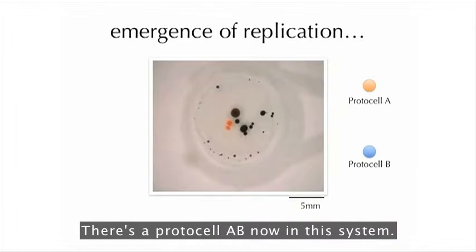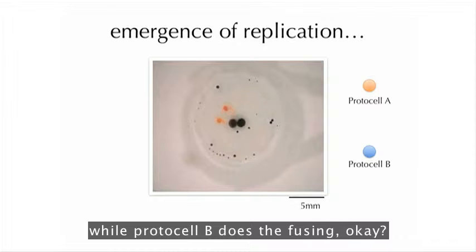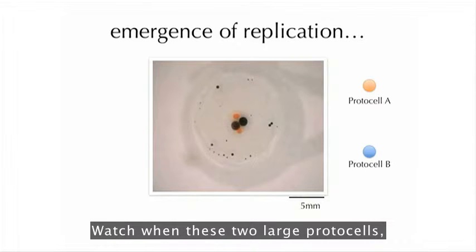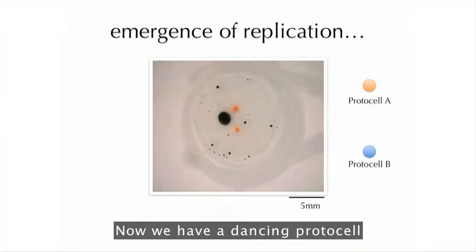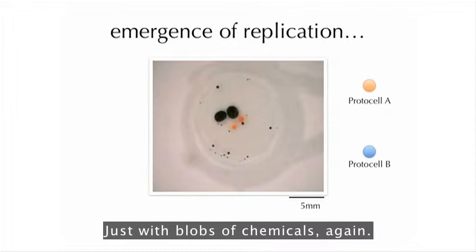There it goes. There's a protocell AB now in the system. Protocell AB likes to dance around for a bit. Well, protocell B does the fusion, okay? But then something even more interesting happens. Watch when these 2 large protocells, the hybrid ones, fuse together. Now we have a dancing protocell and a self-replication event, right? Just with blobs of chemicals again.